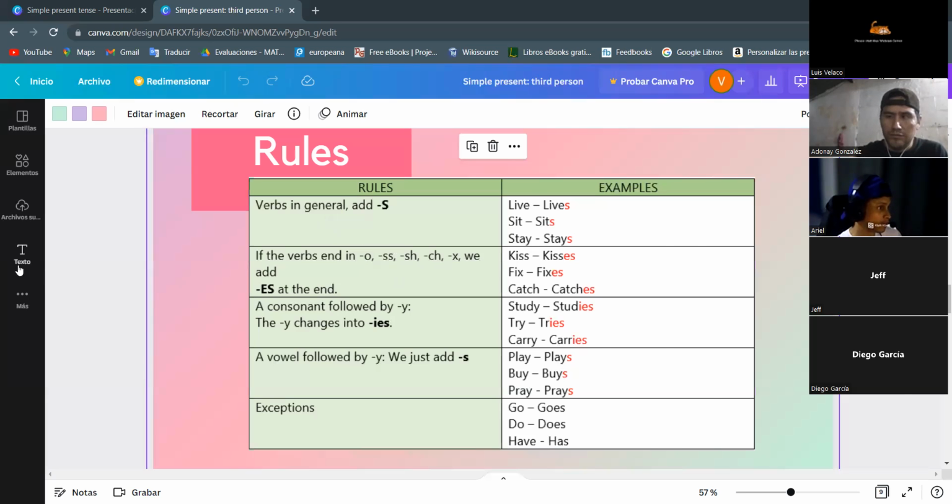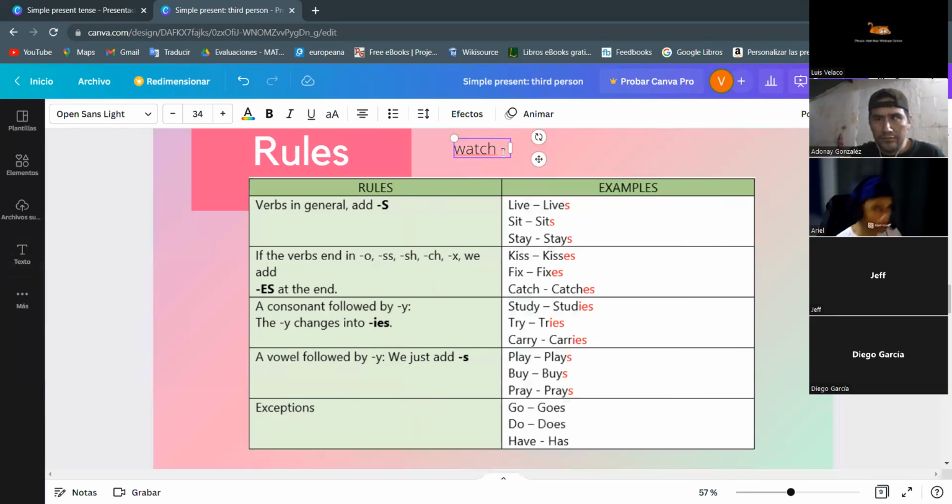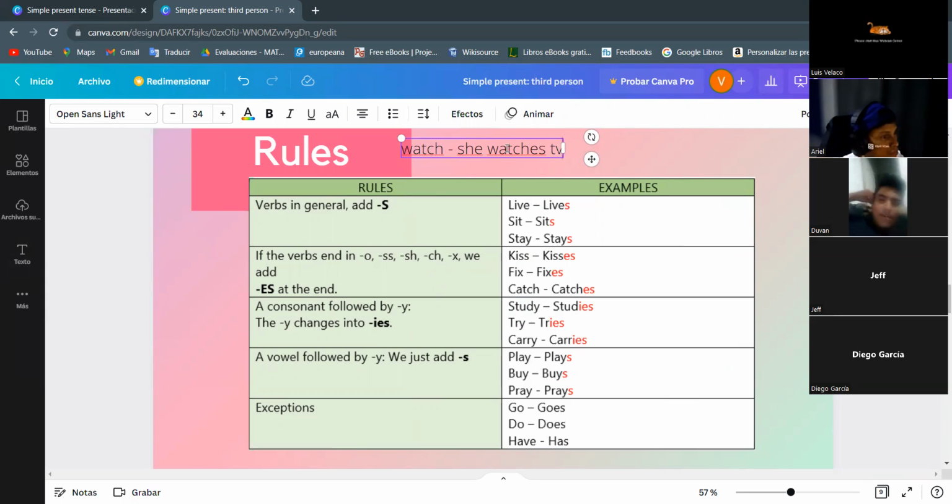For example, Adonai, watch. How is the verb going to be for a third person? She watches the TV. Okay, good. Yes, she watches. You have to pronounce the S at the end of the word. Correct. You have to add the S, but since it ends in CH, you add ES. Okay. Good. Thank you.